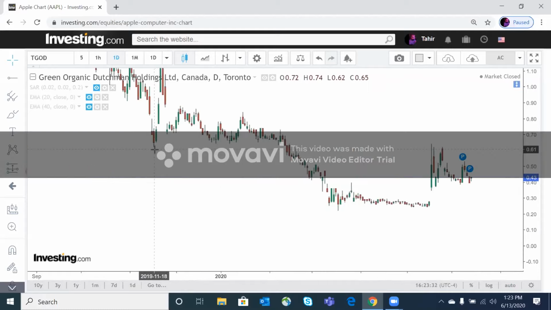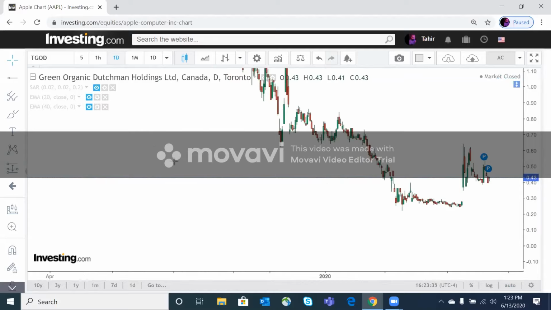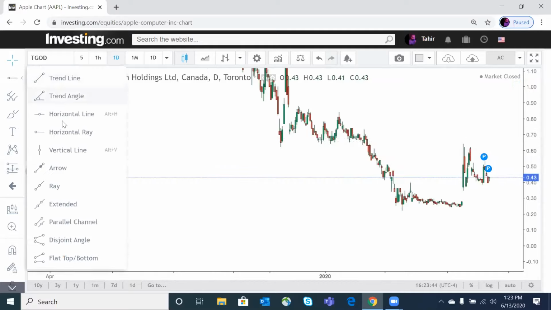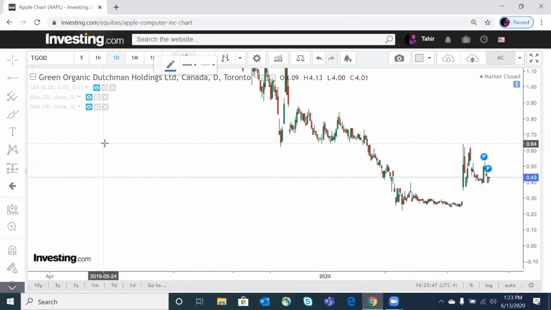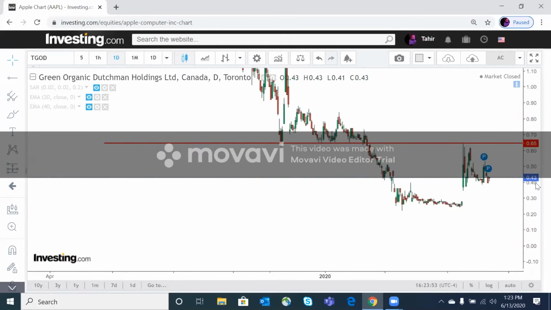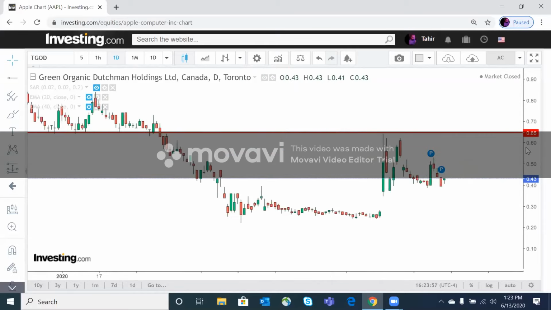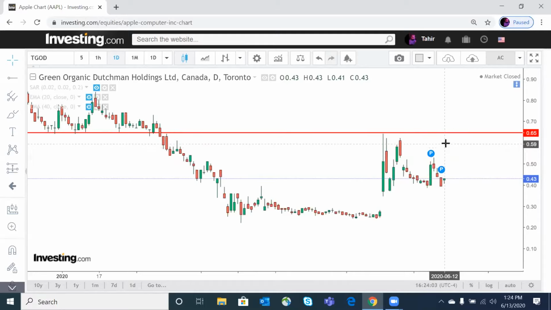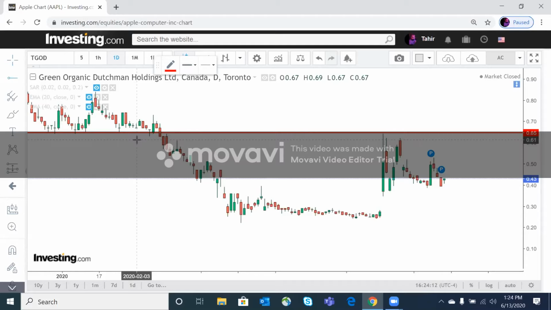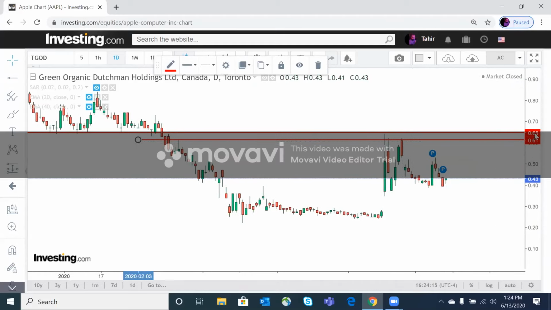T-God, zoom out. This is the ultimate resistance. I will draw the ultimate resistance here. But before hitting this resistance level, it will have a resistance at this point too. This was the turning point. This will not be a very strong one, but still it can act as a resistance here. So this is the channel 0.61 to 65. You will see the resistance.